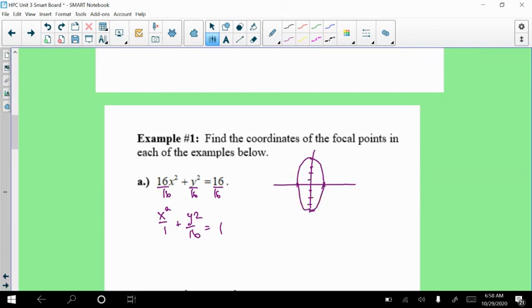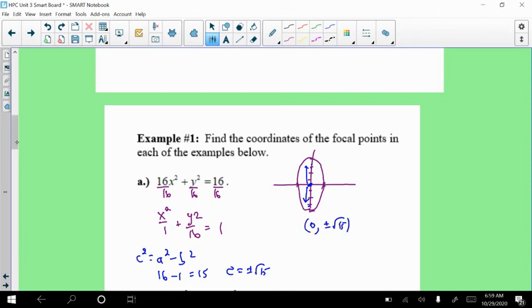Okay. Then, because I know that c squared is equal to a squared minus b squared, I could just do 16 minus 1, which equals 15. So that means that c is equal to plus or minus root 15. So from the center, I'm going to go in the major axis direction. I'm going to go root 15 in this direction and root 15 in that direction. It's just an approximation of where that point is. So my focal points will be (0, plus or minus root 15).